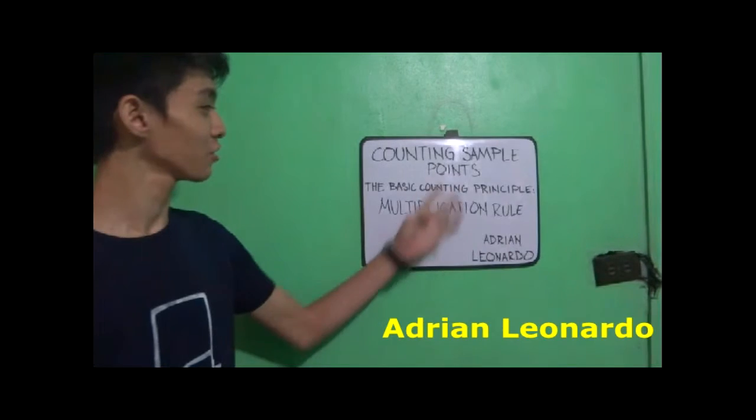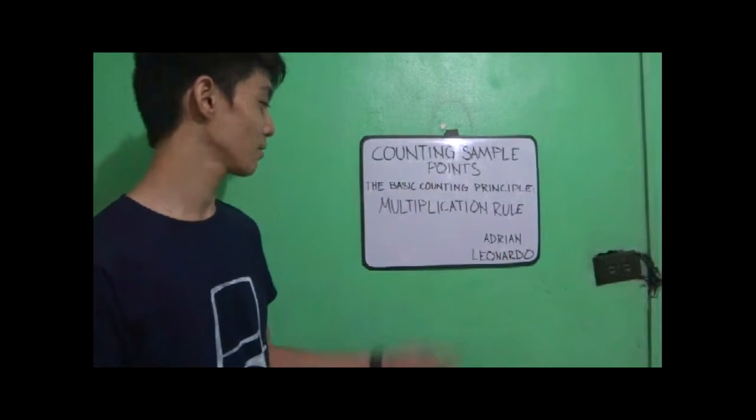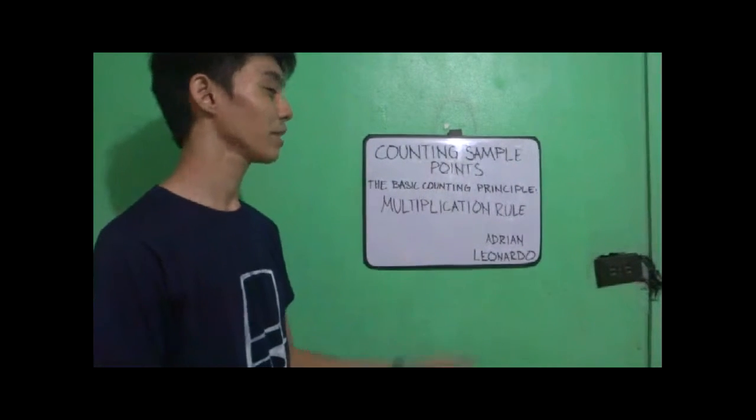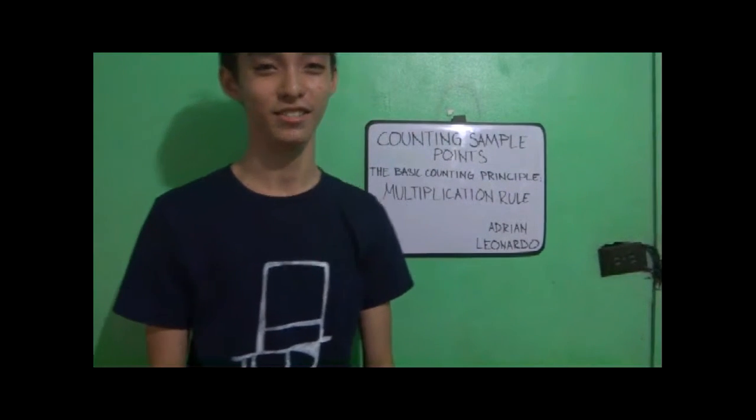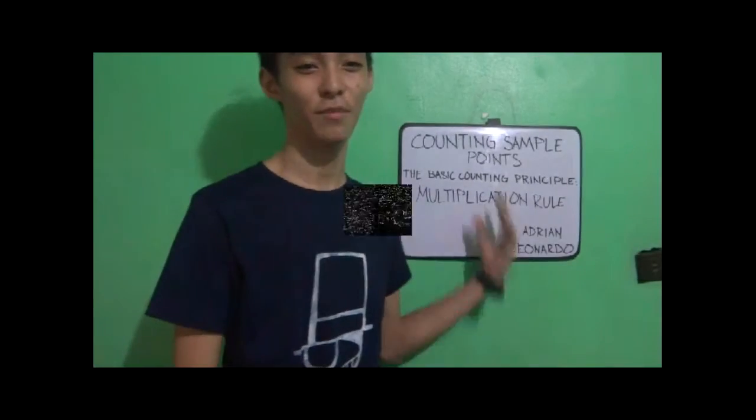We'll discuss counting sample points, the basic counting principle, multiplication rule. If a certain experiment can be performed in n sub 1 ways, and corresponding to each of these ways, another experiment can be performed in n sub 2 ways, then the combined experiment can be performed in n sub 1 times n sub 2 ways. Some examples of this topic.